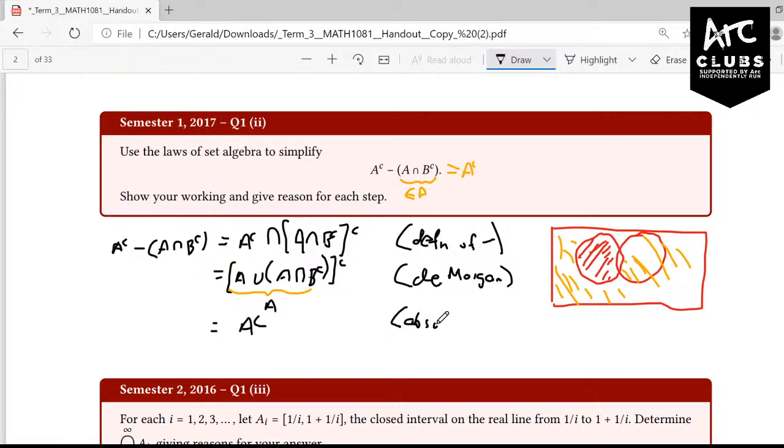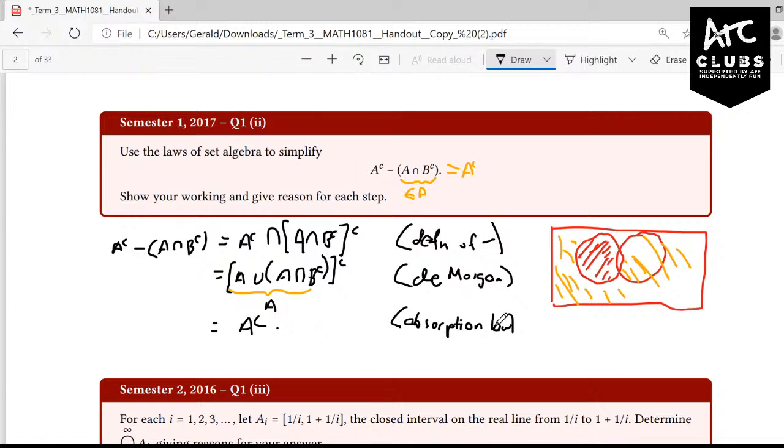You can use the absorption law if you have a set union a set and another set here, or the intersection here and then the union here. So that is just the absorption law. And we can see that what we have at the end is what we wanted, which is A complement. So we have proven that A complement minus A and B complement is just A complement.